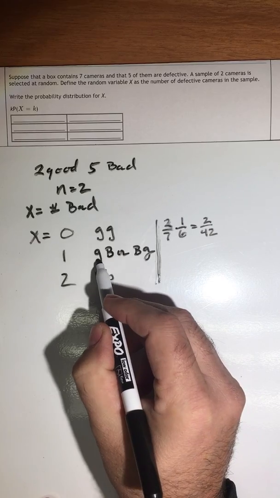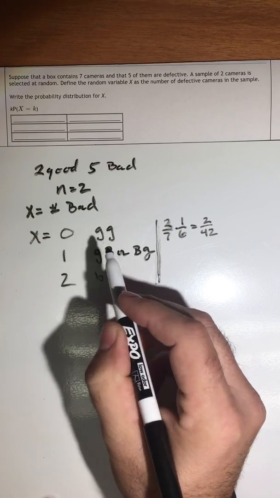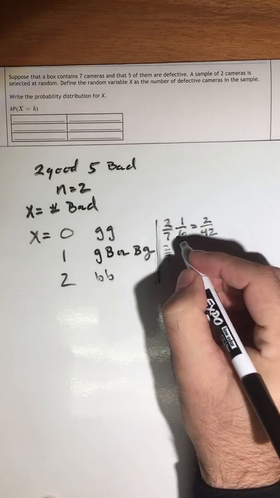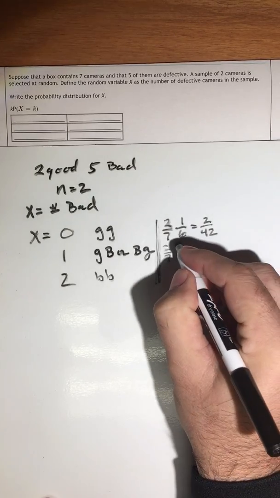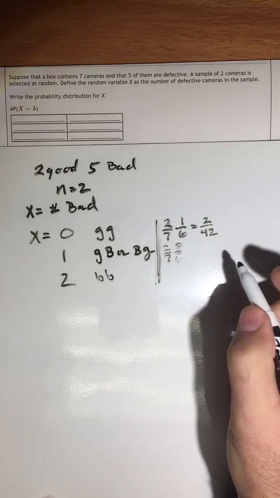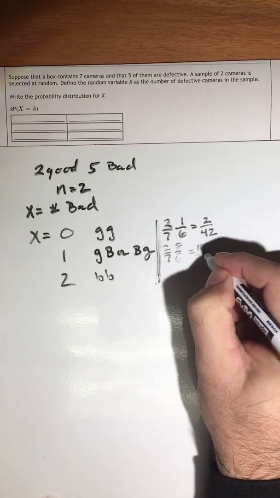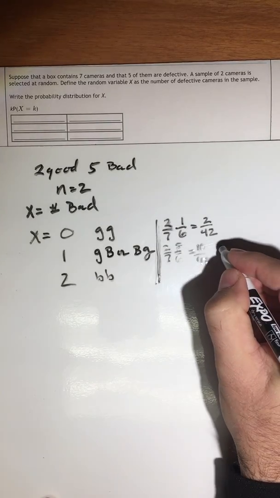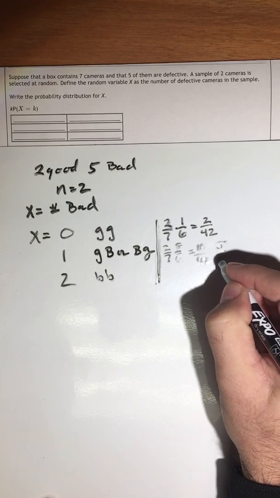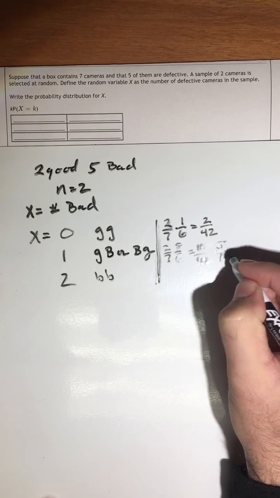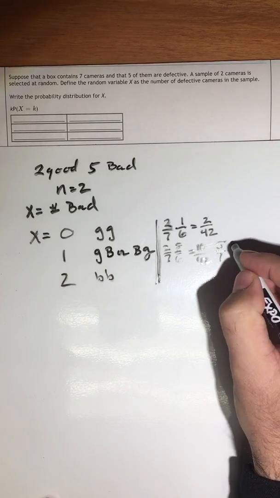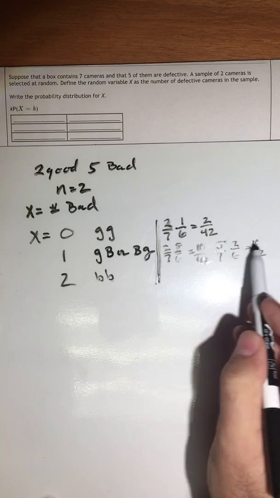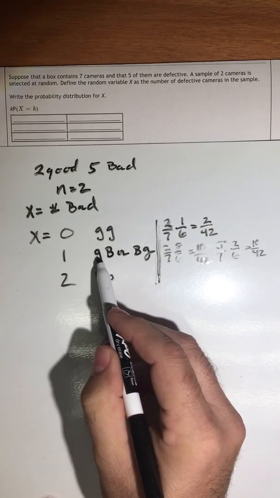For this one, it could be good and then bad. Well, if it's good and then bad, the first one being good would be 2 out of 7. And then the next one being bad, well, there's 5 bad still, so there's 5 out of 6. So that's 10 out of 42. But it could have happened the other way around. It could have been bad first, which would have been 5 out of 7, and then the next one being good would be 2 out of 6, which is also 10 out of 42. So that's a total of 20 out of 42 ways for this one.